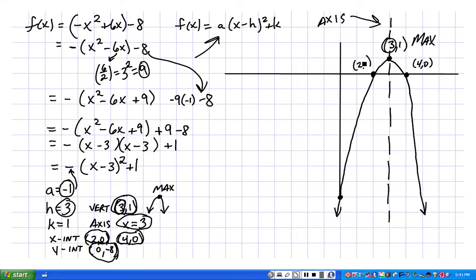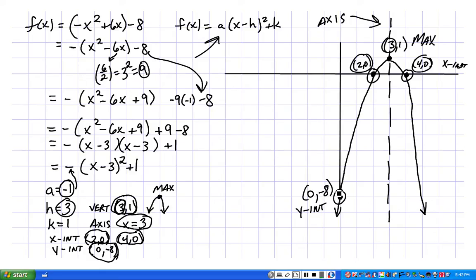So (2, 0) and (4, 0) would be our x-intercepts, because that's where the parabola crossed the x-axis. And (0, -8) is my y-intercept, because that's where the graph crossed the y-axis.